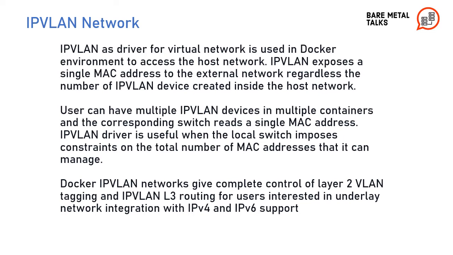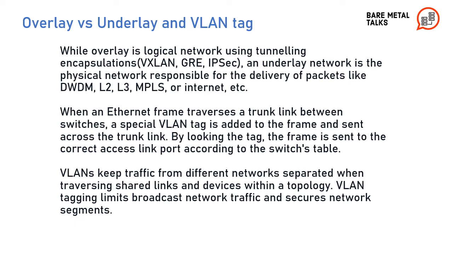I want to say a couple of words about overlay versus underlay networks and VLAN tagging. While overlay is a logical network using tunneling encapsulations, an underlay network is the physical network responsible for the delivery of packets like DWDM, Layer 2, Layer 3, MPLS or Internet. When an Ethernet frame traverses a trunk link between switches, a special VLAN tag is added to the frame and sent across the trunk link. By looking at the tag, the frame is sent to the correct access link port according to the switch table, so that the receiving end is unaware of any VLAN information.